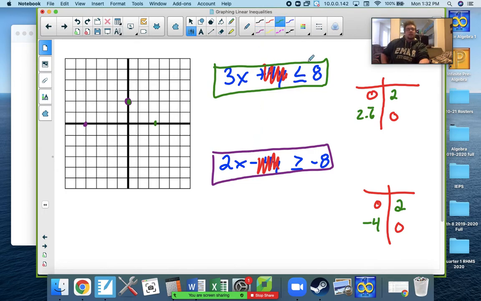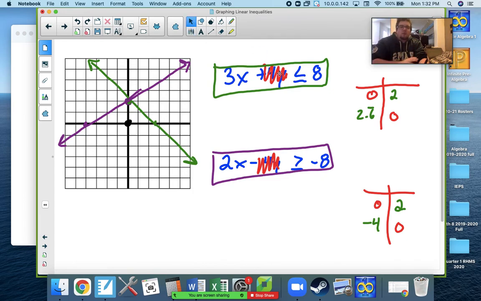Looking at our green line, it needs to be solid because it's equal to. So drawing it as best as I can. There's our line. The other one also has to be solid. So right there. Lucky for us, 0 is not on either line, so we're going to check it with 0, 0.